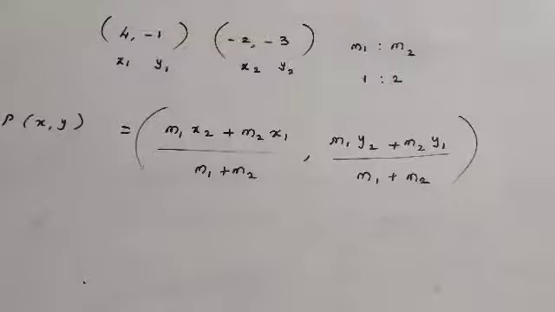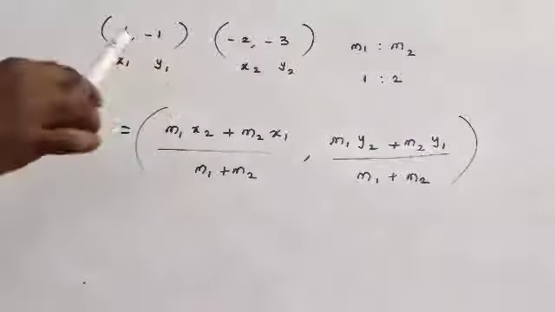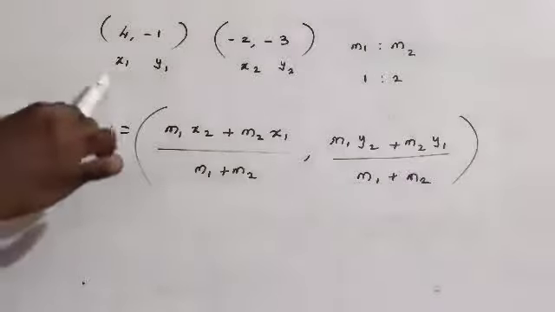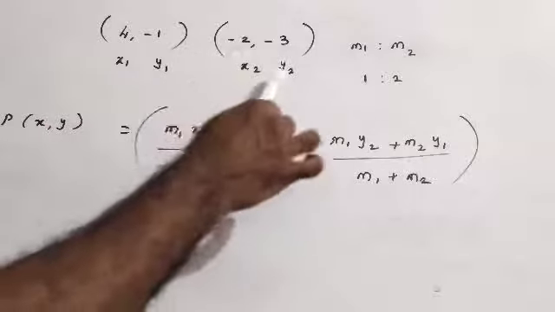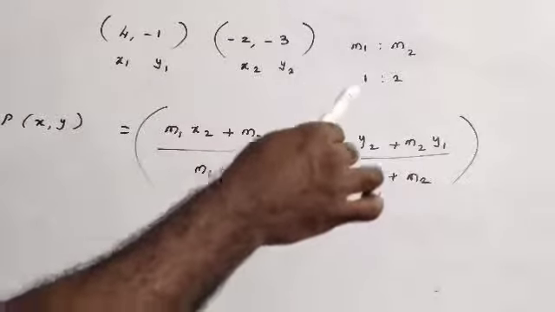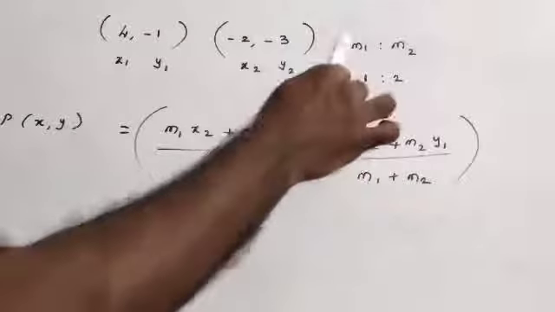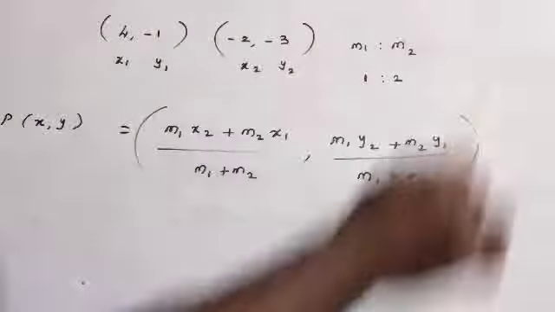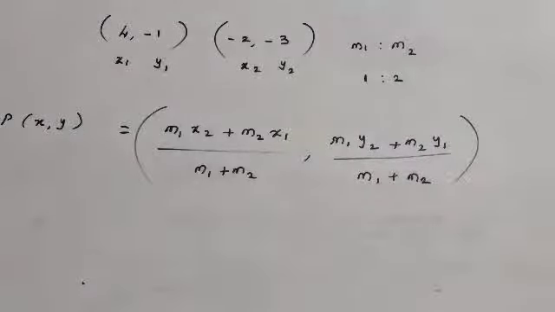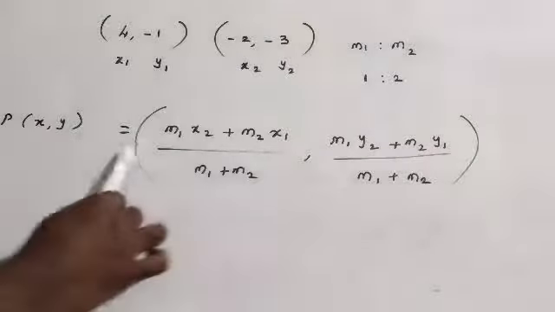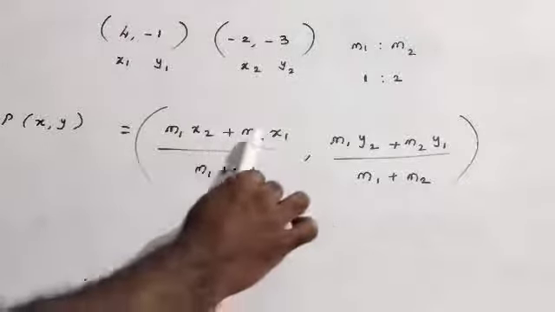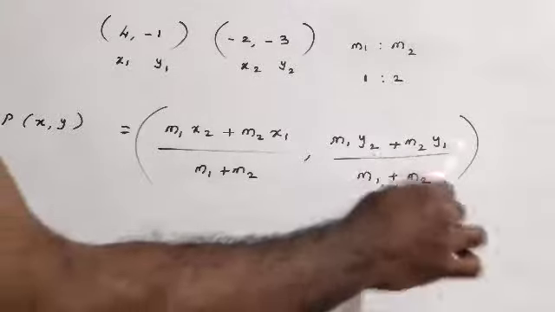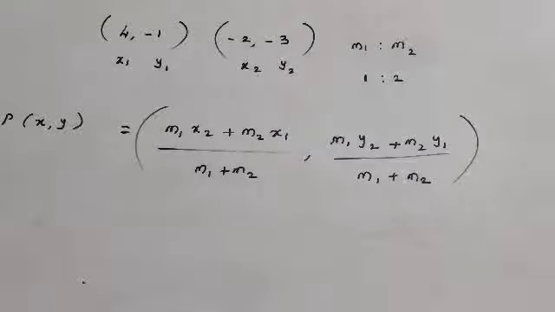Now taking the points A 4, -1 and the point B -2, -3. Now take the point A as x1, y1 and B as x2, y2. The ratio here is 1:2. So P divides the line segment in the ratio of 1:2. So m1:m2 is 1:2. We know the section formula, P of x, y equal to m1 x2 plus m2 x1 by m1 plus m2, m1 y2 plus m2 y1 by m1 plus m2.